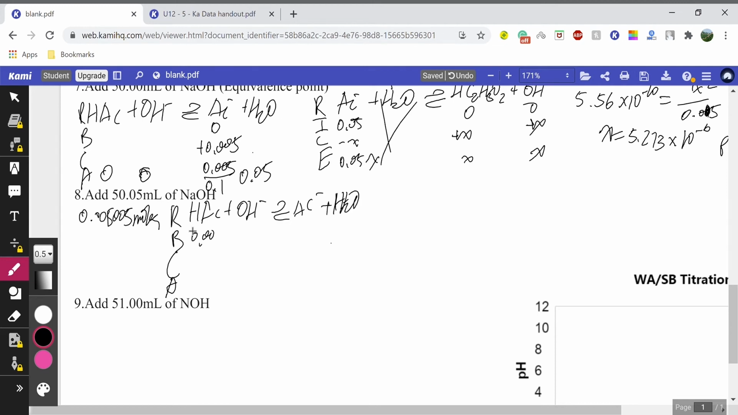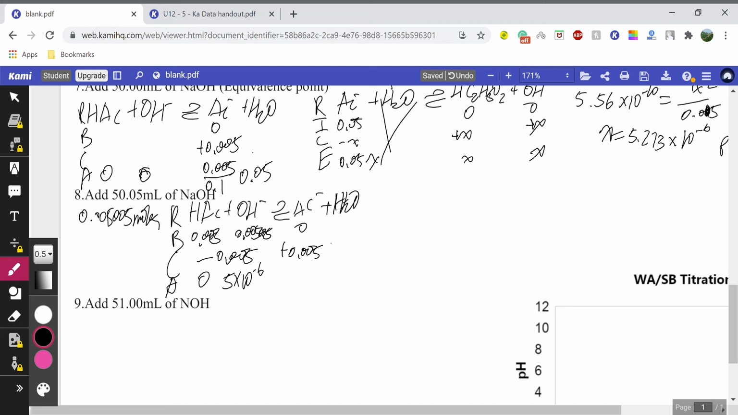This would be 0.005, and this would be 0.005005. This would be 0, and this would be minus 0.005. It would be plus 0.005. This is going to be 0. Notice how our acid is now our limiting reactant, leaving us most of OH minus left. So 0.005005 minus 0.005 is going to give you 5 times 10 to the negative 6.